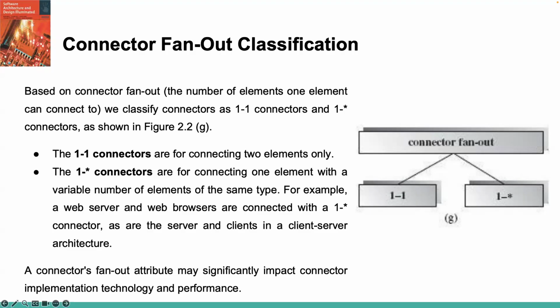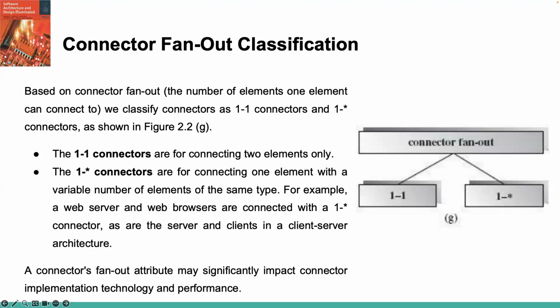A one-on-one connector is used to connect exactly two elements. In this case, the connection is exclusive between these two elements and no other element can join this communication. For example, think of a direct phone call between two people. The conversation is private and no other people are involved in the call. In software systems, this kind of connector is useful when two elements have a dedicated relationship, like a database connecting to a specific application. The connection is only between the application and the database.